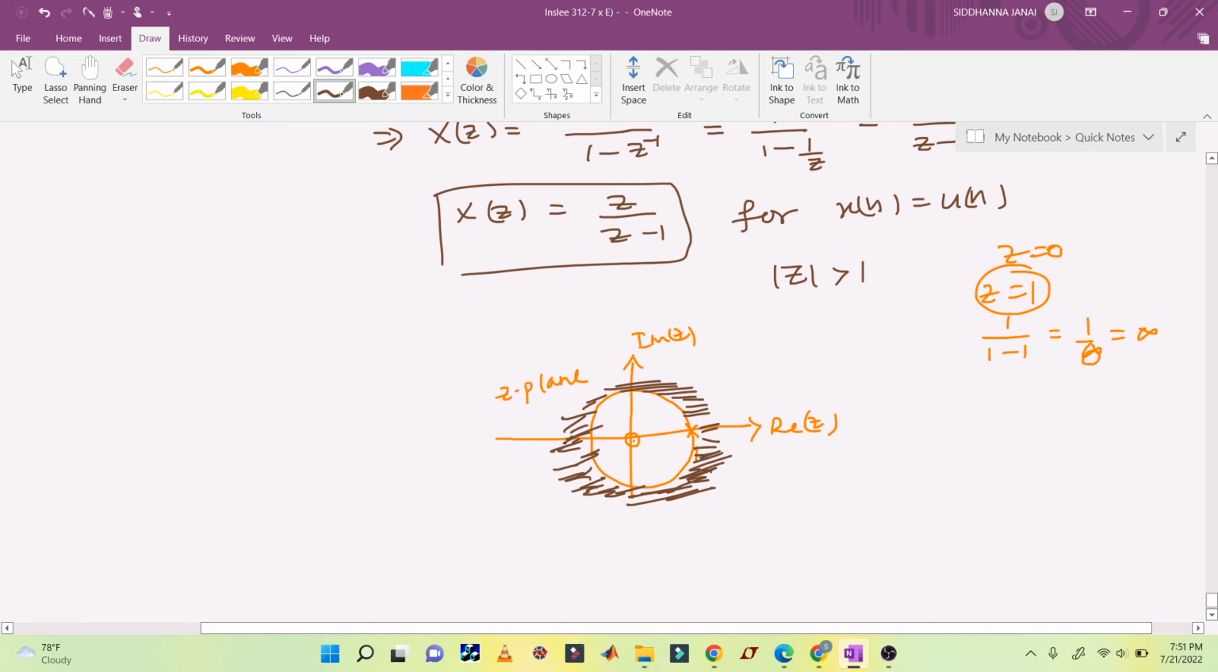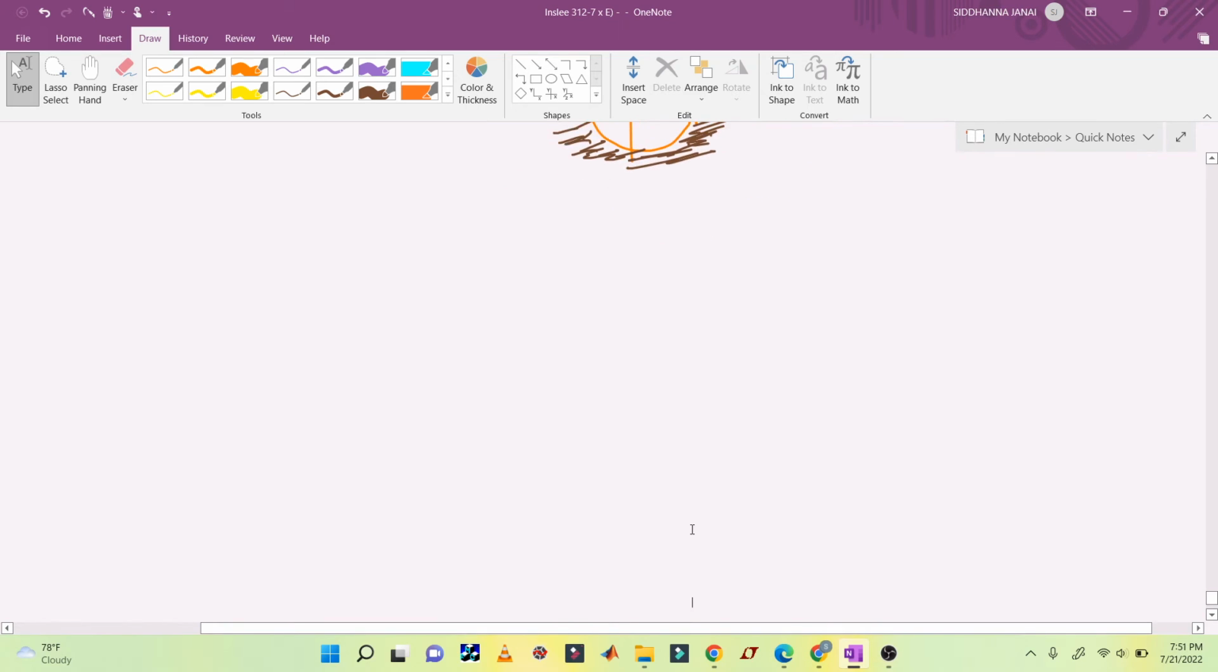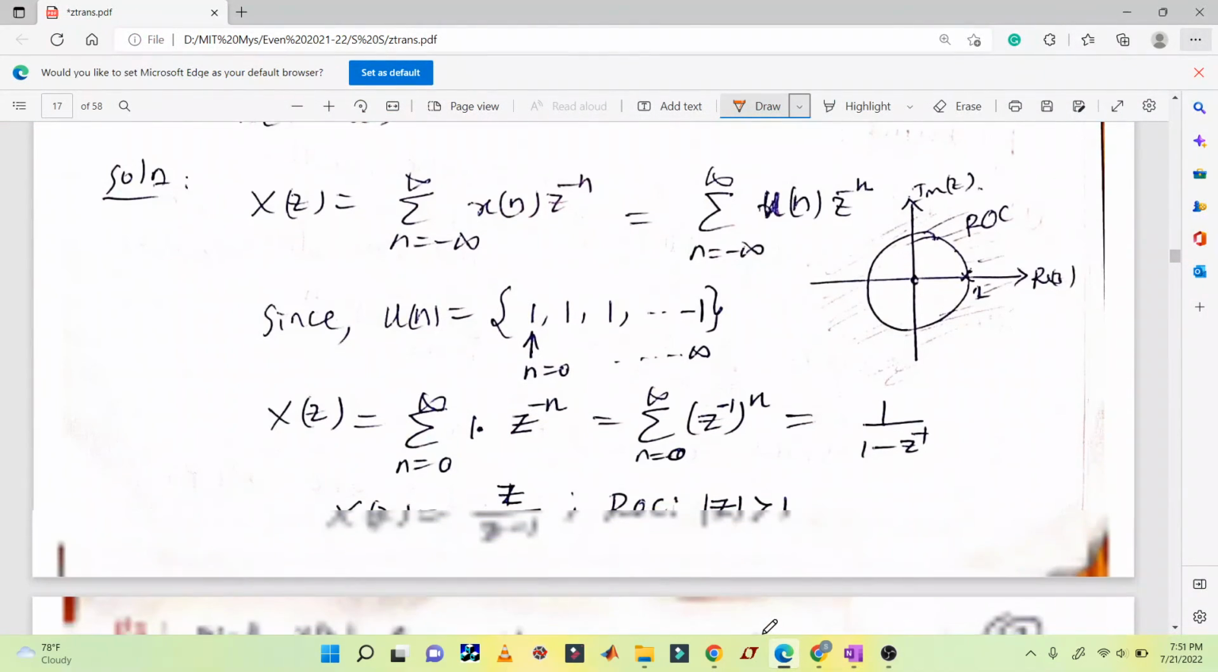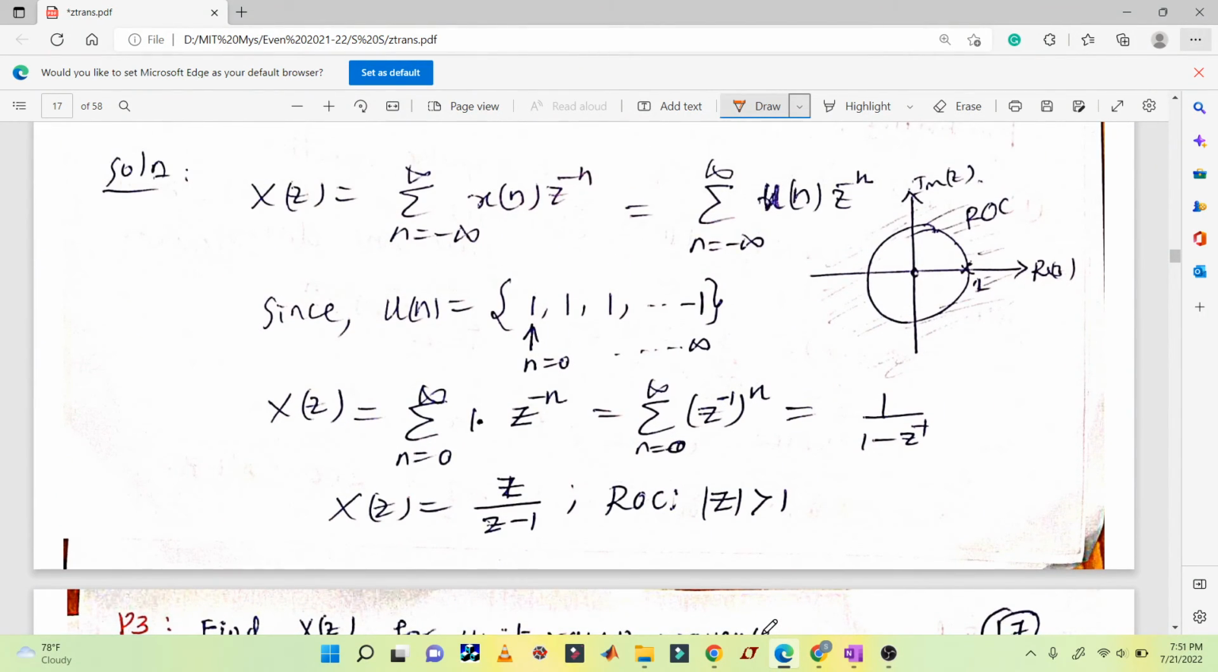Okay. This we have seen for alpha to the power n, z to the power minus n also. This particular problem which we had discussed yesterday, day before yesterday. Is that clear? The first problem. This is what we have.